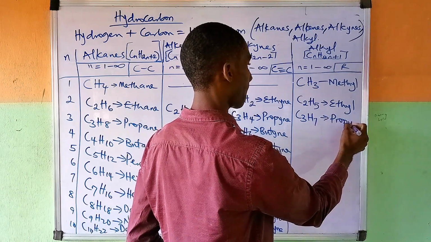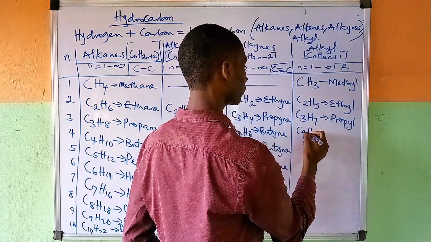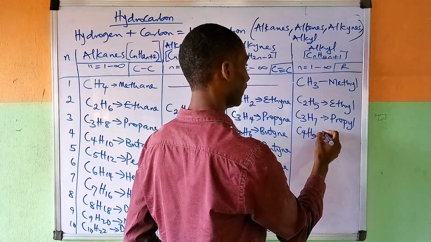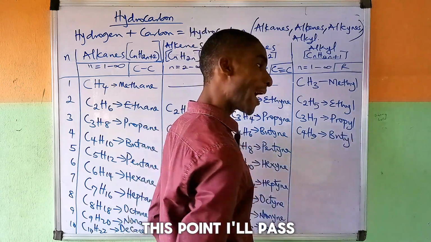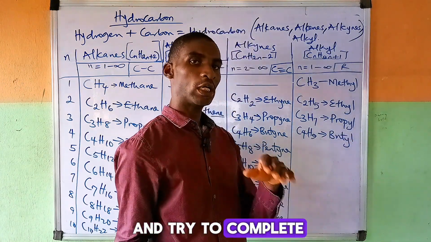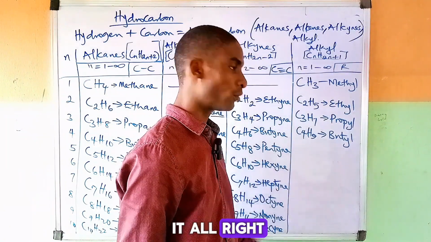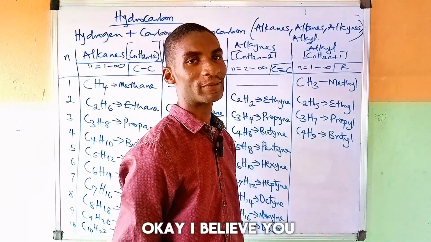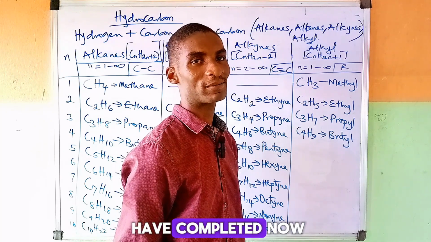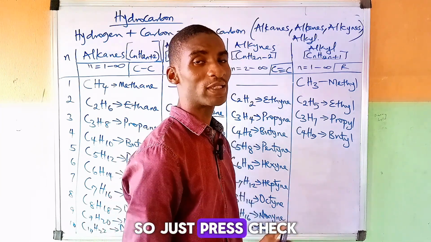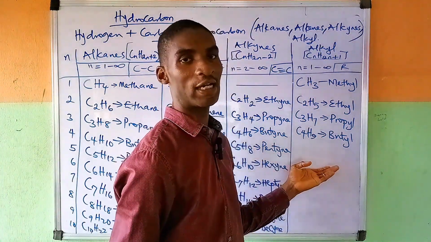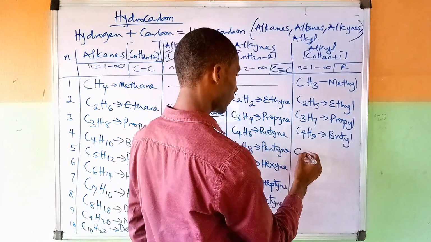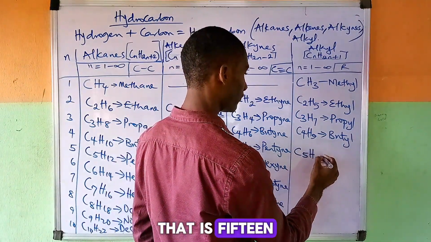Propyl. C4H9, butyl. So at this point, pause and try to complete it. Alright? Try to complete it. Okay, I believe you have completed it now. So just cross-check what you have with what I have on the board. For C5H11, that is pentyl.